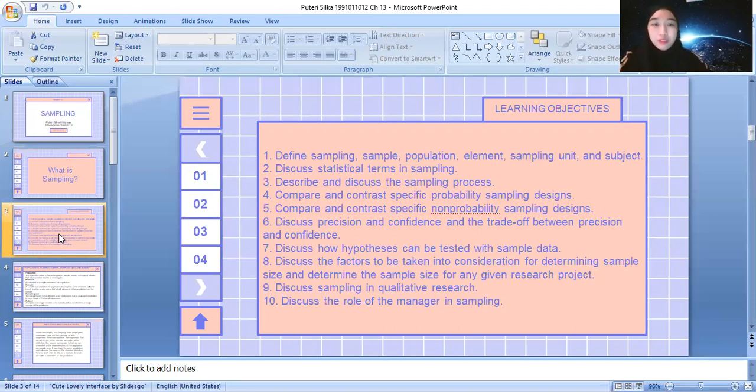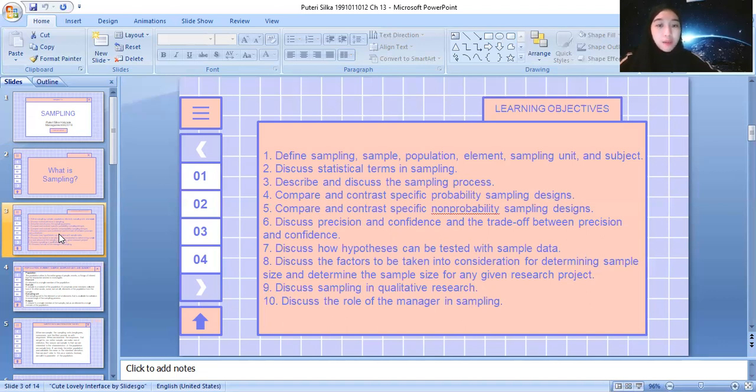Learning objectives. First, define sampling, sample, population, element, sampling unit, and subject. Second, discuss statistical terms in sampling. Third, describe and discuss the sampling process. Fourth, compare and contrast specific probability sampling designs. Fifth, compare and contrast specific non-probability sampling designs. Sixth, discuss precision and confidence and the trade-off between precision and confidence.